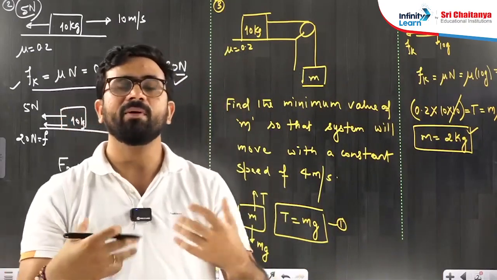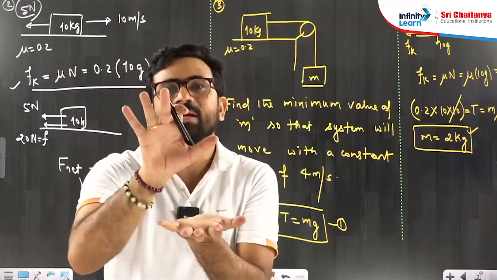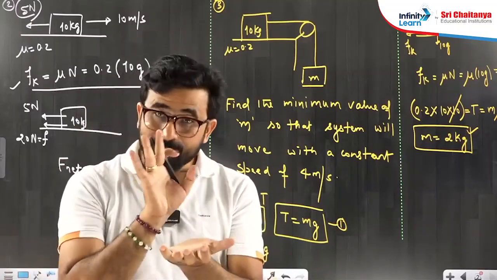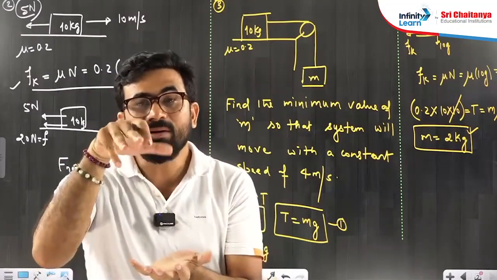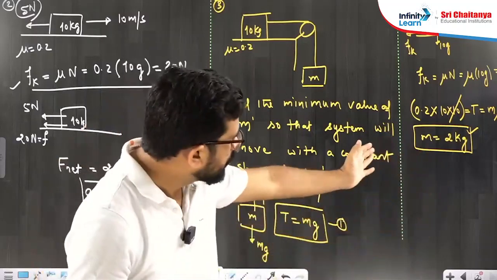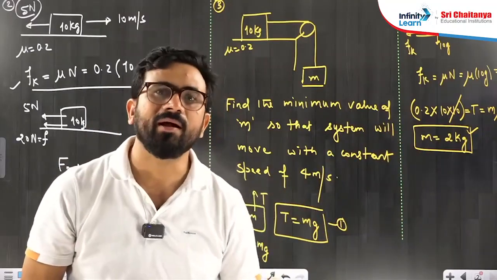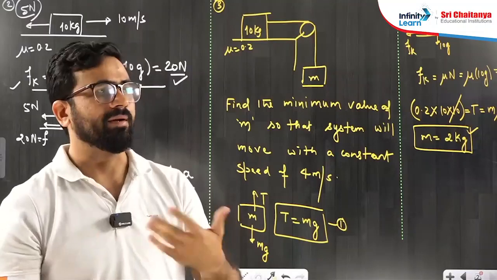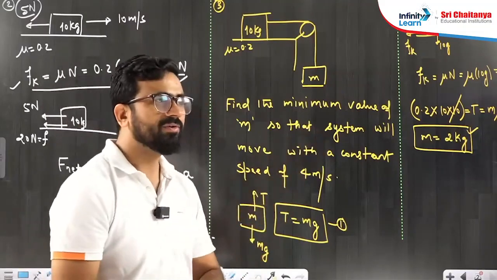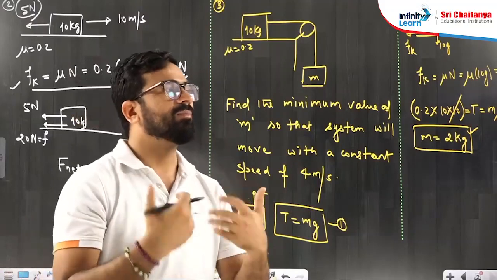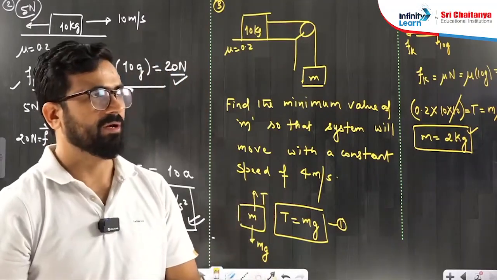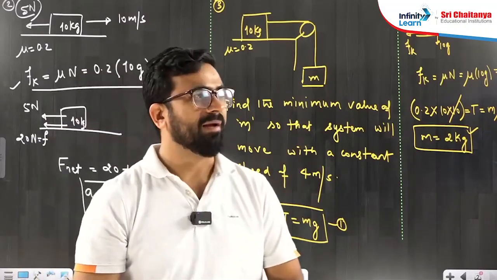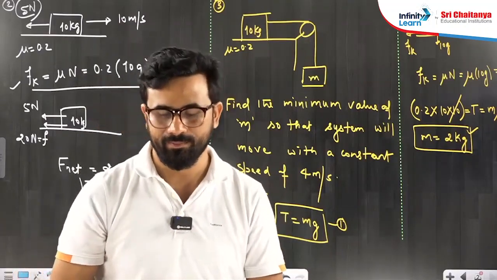That means the minimum mass we have to apply so that the system can slide, so that this 10 kg block can slide on the horizontal surface, is 2 kg. This type of question has already been asked in AYQ. So please try to understand and learn the things. You understood? Then I will move forward and give you some more questions related to this idea, this concept.